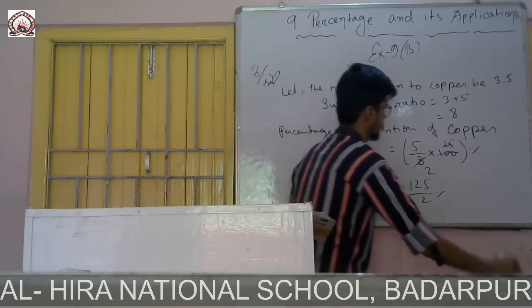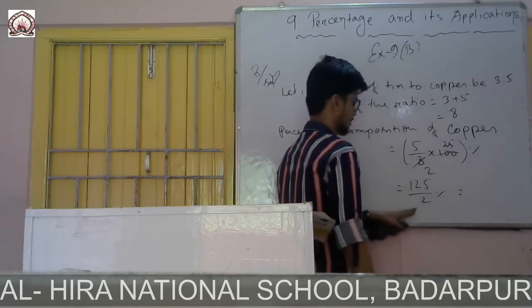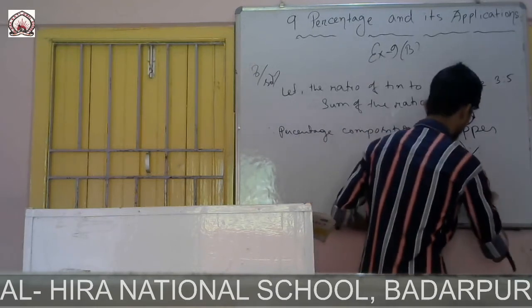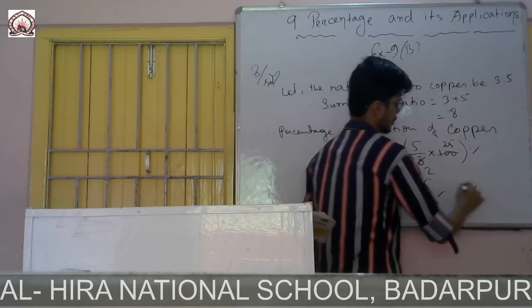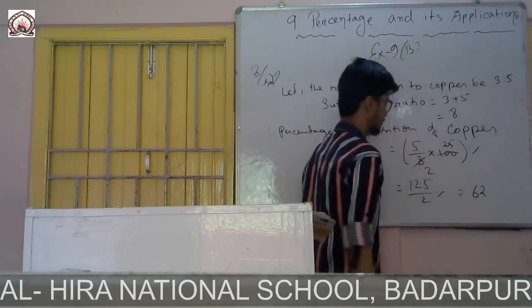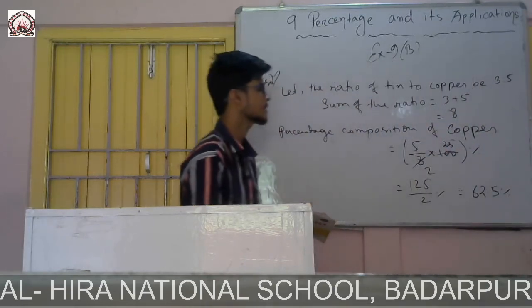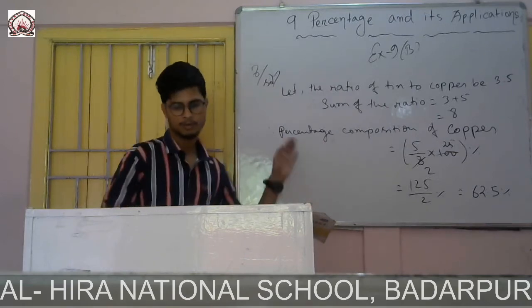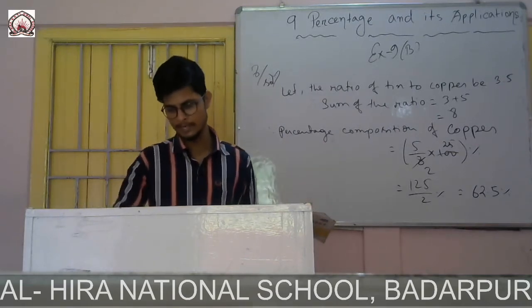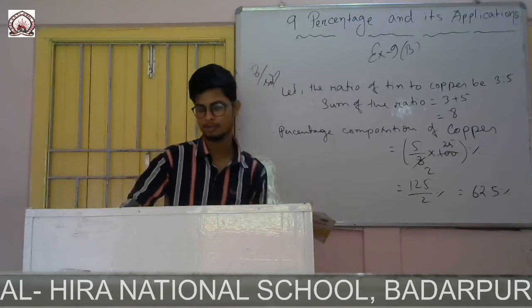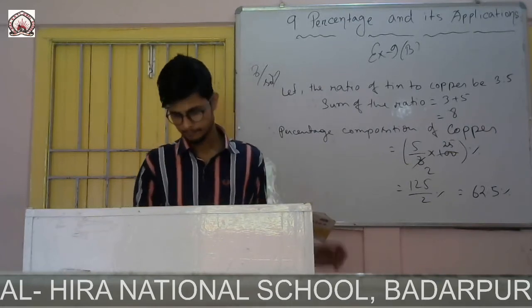125 by 2%. If I convert it into decimal, 2 6s are 12, then there are 5 left. 2 2s are 4, then 1 left. 2 5s are 10. 62.5%. So the answer is 62.5%. First of all, we find the percentage composition of tin, then we find the percentage composition of copper.